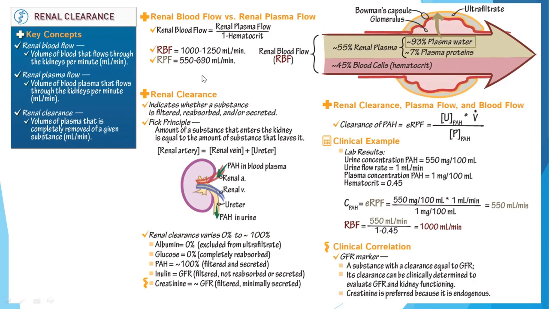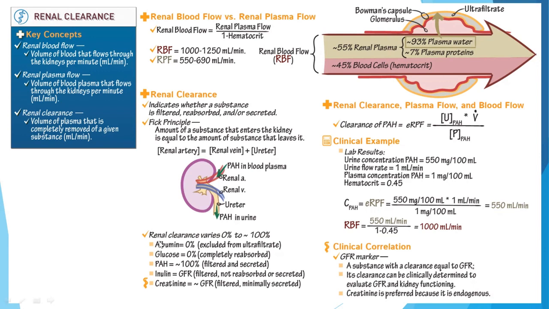So talking about the renal clearance, it indicates whether a substance is filtered, reabsorbed, and or secreted. The Fick principle says that the amount of a substance that enters the kidney is equal to the amount of substance that leaves it. So renal artery equals renal vein plus ureter. The amount entering from the renal artery equals the renal vein plus the amount that has gone into the ureter. The renal clearance varies from 0% to 100%.